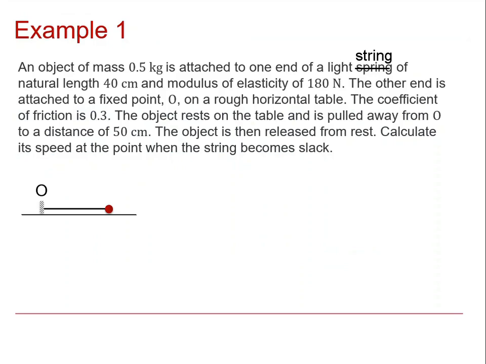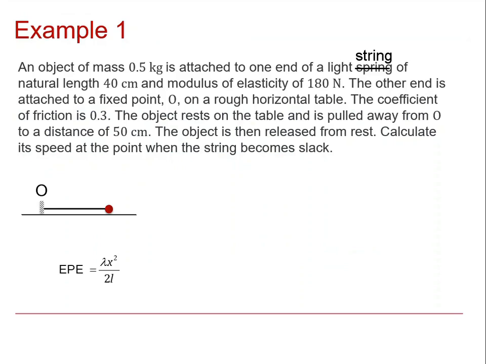The object rests on the table as pulled away from O to a distance of 0.5 meters. The object is then released from rest. Calculate its speed at the point when the string becomes slack. It's a kind of table-based catapult with only one string, but it's the same idea.